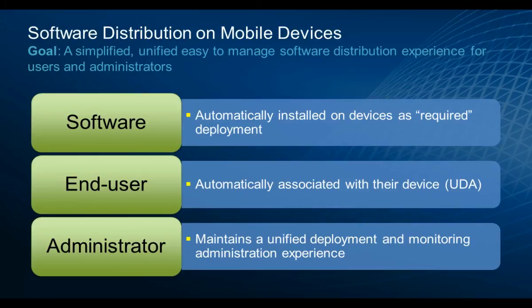So for software, we have an ability to automatically install on devices as required, so we can provide applications to those machines as required. For the end user, we can automatically associate to their device using user device affinity. And then for administrators, we have abilities to maintain a unified deployment and monitoring of applications across both devices and classic machines like laptops and desktops. And so when we think about devices in the application model, they are a first-class citizen for us, and we think about them as a noble target that could receive an application in a very common list of scenarios that Lady Melissa could find herself in.